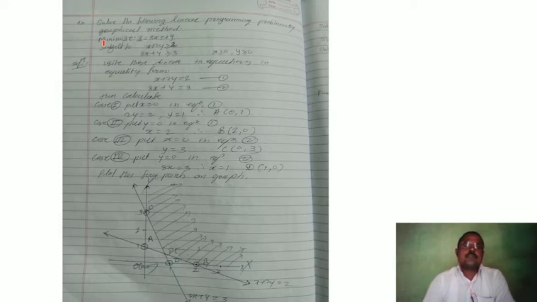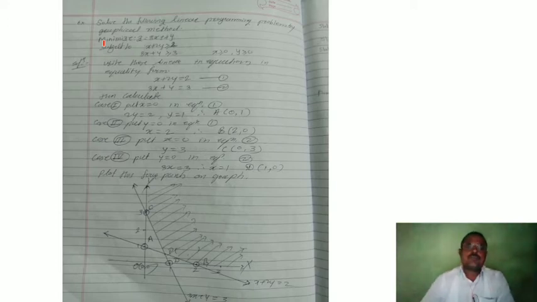Last lecture, we saw the linear programming problem by the graphical method. First, we saw the example of maximize. In this lecture, we are going to solve the linear programming problem by the graphical method to minimize.